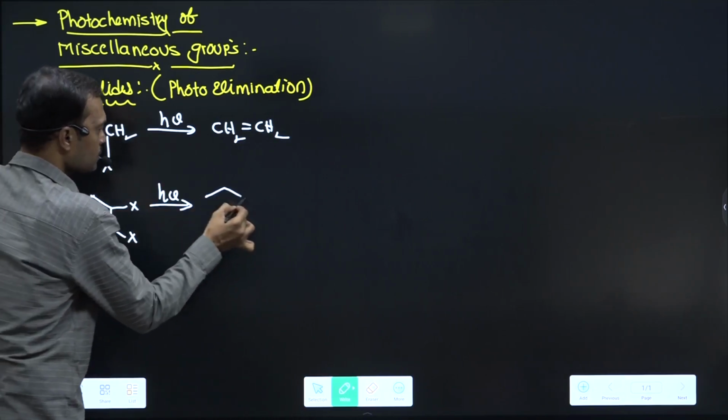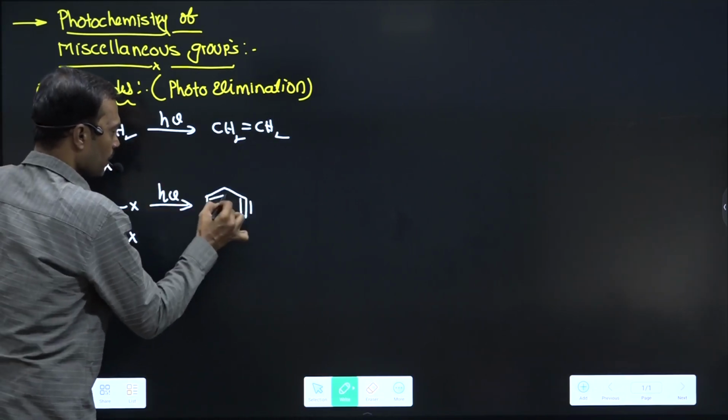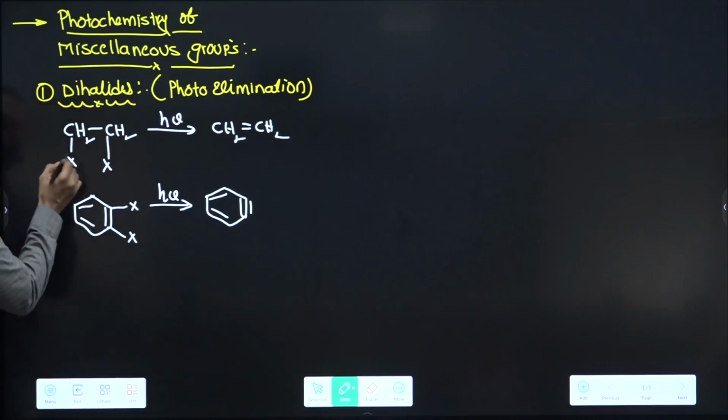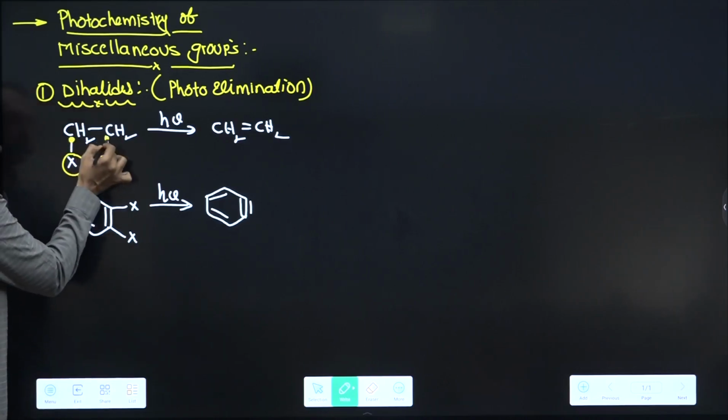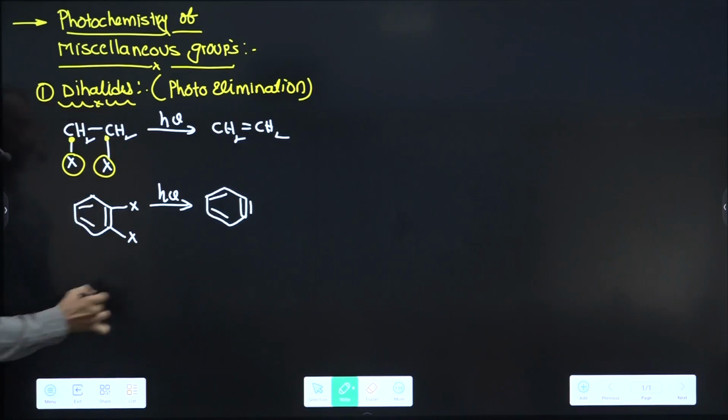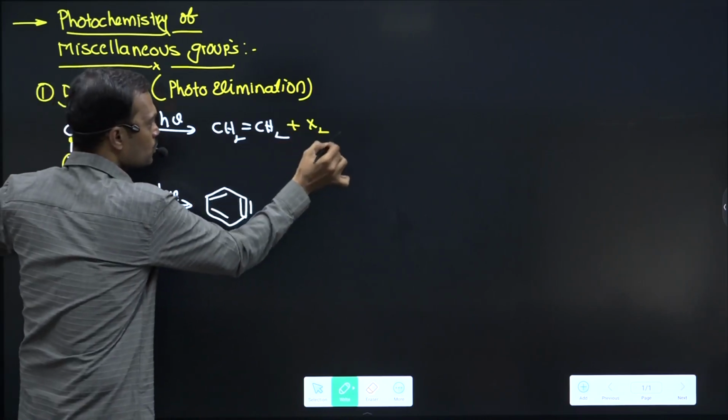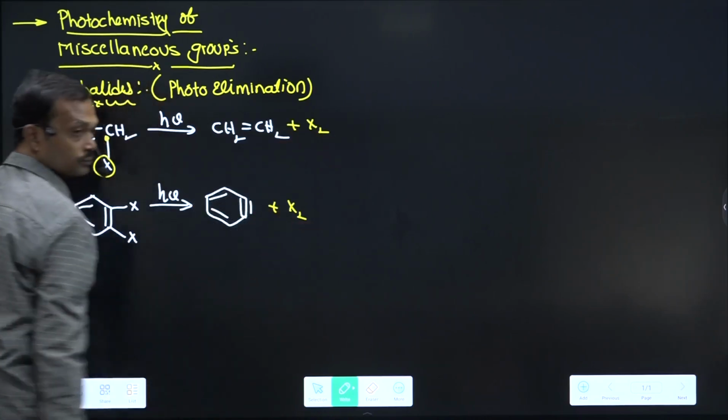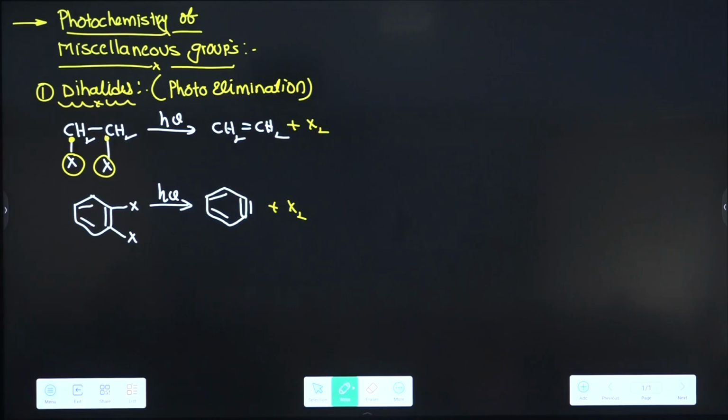if they are given dihalides, then your answer is what? Benzene. So remove this group and this group, and put a double bond here. There is a loss of X2. X2 is removed here, and here also X2 is removed. So dihalides always undergo photoelimination.